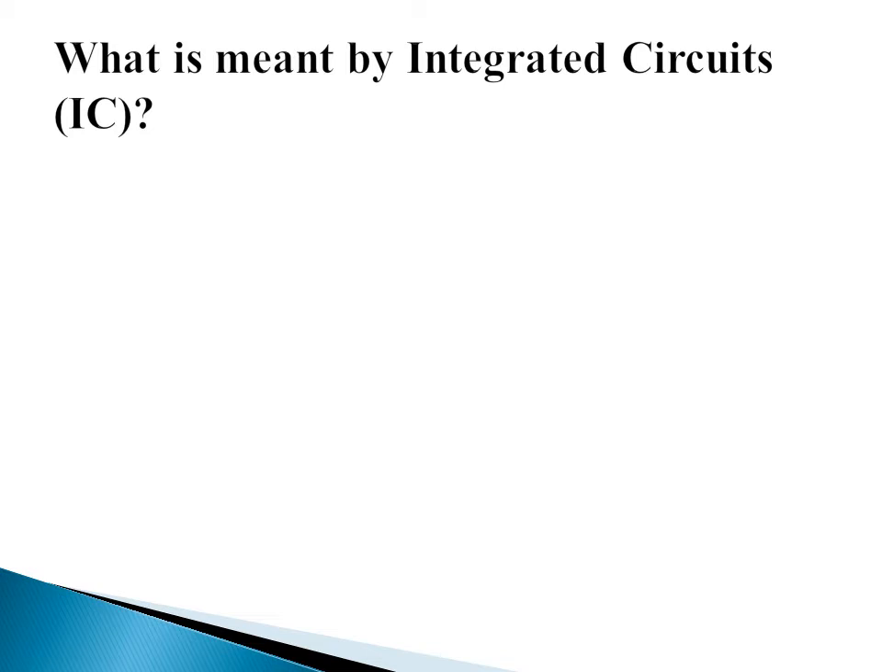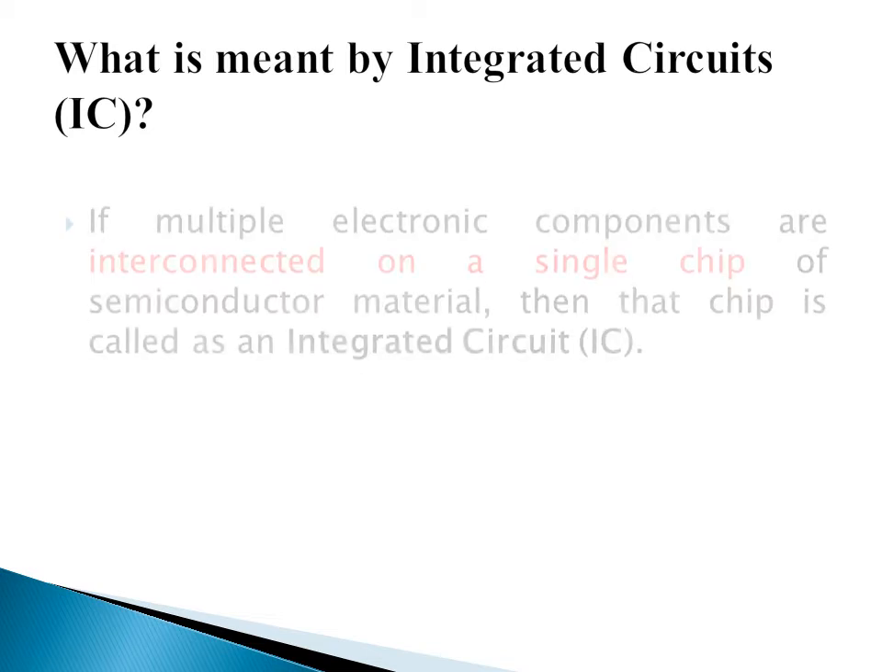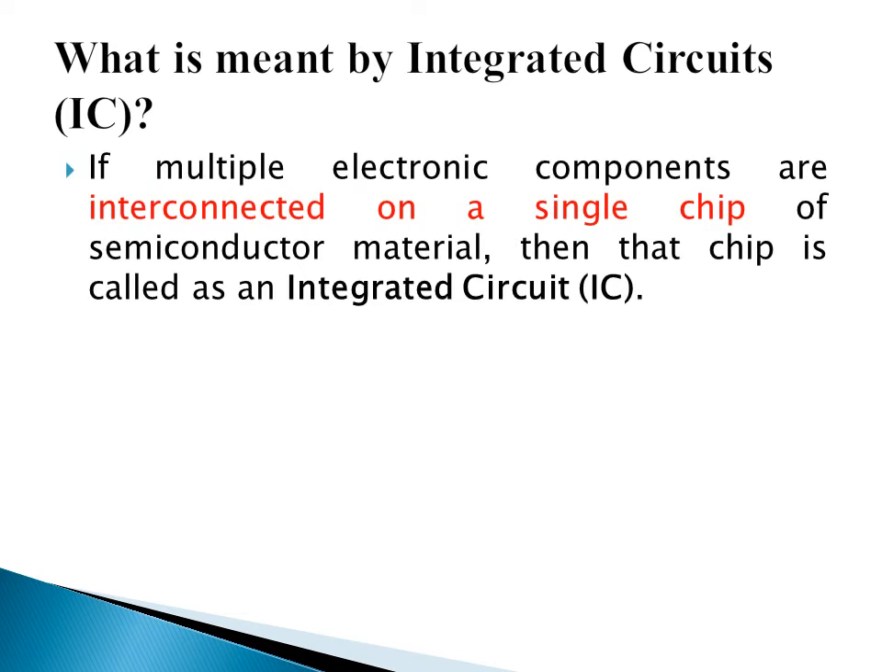Before getting into the subject called linear integrated circuits, let me tell you what is meant by an integrated circuit. It is a connection of multiple electronic components onto a single chip. The chip is made of semiconductor material, and then the chip is called an integrated circuit. Simple. When I connect multiple electronic components onto a single semiconductor chip, it is called an integrated circuit. By the term multiple, I mean a variety of electronic components ranging from transistors, resistors, capacitors, and so on.